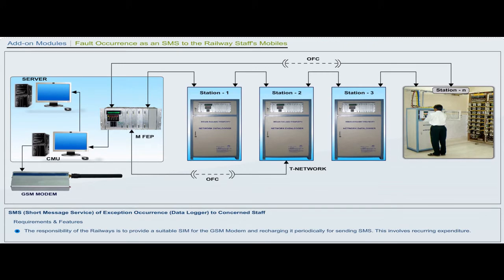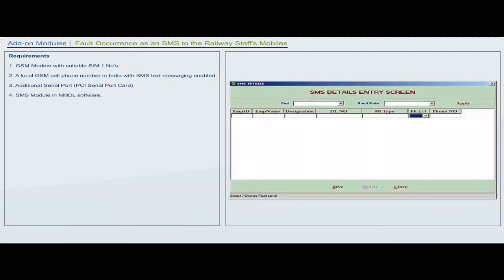The responsibility of the railways is to provide a suitable SIM for the GSM modem and recharge it periodically for sending SMS. This involves recurring expenditure. Requirements: a GSM modem with a suitable SIM, a local GSM cell phone number in India with SMS text messaging enabled, an additional serial port, a PCI serial port card, the SMS module in NMDL software, and configuring the SMS entries in the SMS software.